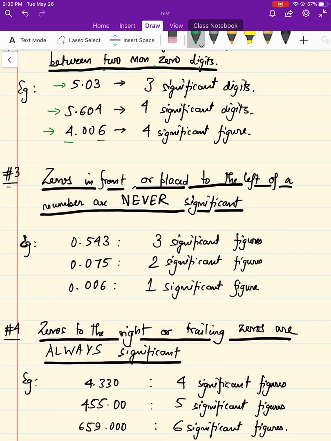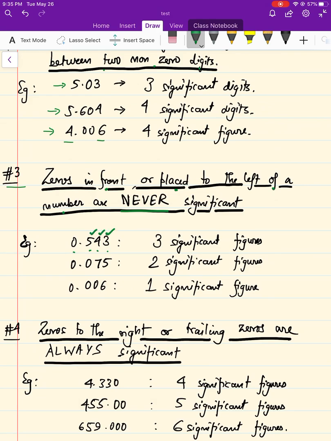Rule number 3 states that zeros in front of a physical number, or placed to the left of a number, are never significant. So this is a very crucial point to consider, because let's say if you have a number which is 0.543, then it has 3 significant digits. It counts 1, 2, 3. These are the 3 that it counts.